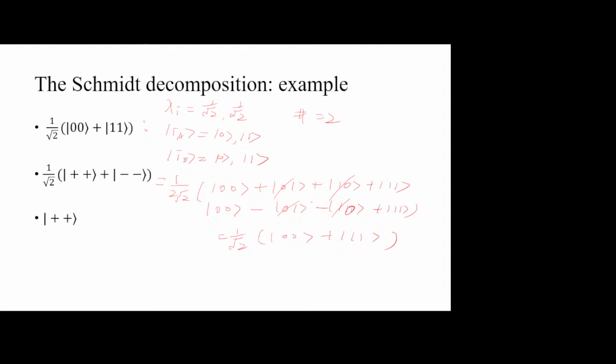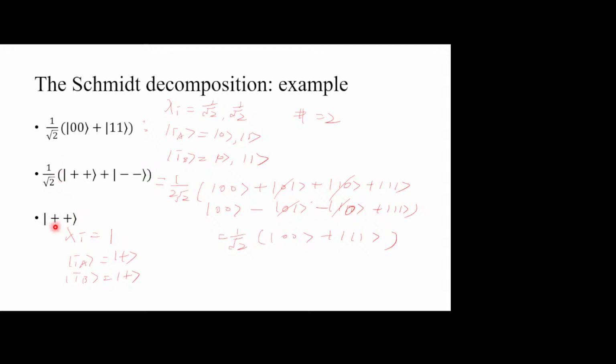Once again, it's already in Schmidt decomposition, and it has lambda_I equal to 1. Usually it's a product state here, so I only have one lambda_I. So here lambda_I equal to 1. I guess I'll just write 1 because we didn't say we want a maximum. Lambda_I is just 1. And then I_A equals the plus state, and I_B equals the plus state.